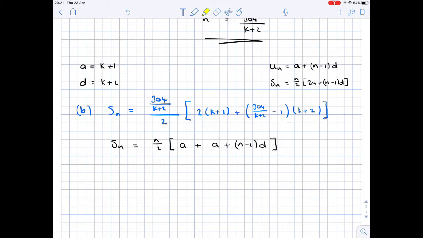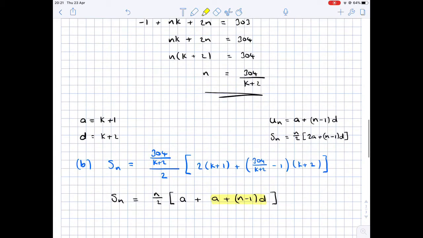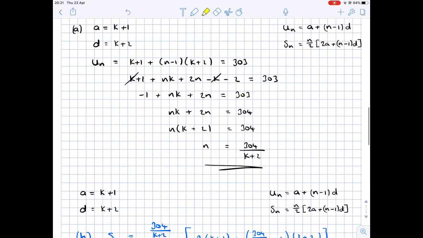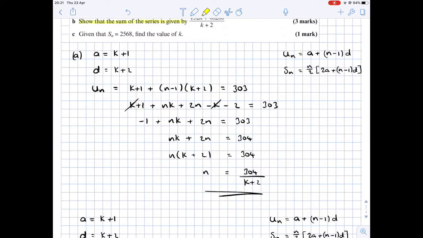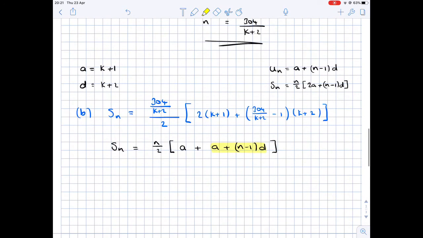Now you might think, how does this help? Well, if we think of this term here, we used this in the first part of the question. Looking back up, in the first part of the question, we have a plus n minus 1 times d. So they are equivalent, which also means it is equivalent to 303. So that means I can replace this with a plus 303.